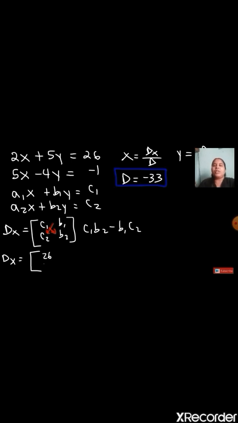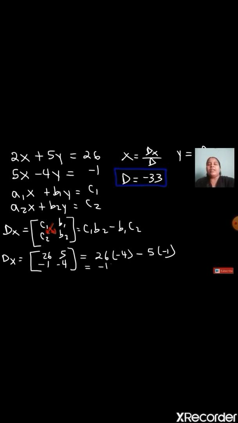So let us substitute these values. 26 minus 1 and 5 and minus 4. So cross multiply. 26 into minus 4, obviously a minus sign in between, and 5 into minus 1. Plus into minus is minus, and 26 into 4 is, we need to multiply it. The answer is 104. Minus 104. Minus into minus is plus, and 5 into 1 is 5. So minus 104 plus 5 is equal to minus 99. You need to write this also. Dx is equal to minus 99.